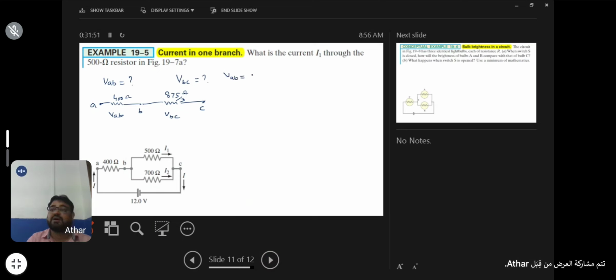VAB is equal to what? VAB is equal to I times R1. That is how much? I was 0.017 times 400. Can you tell me please? No. How 68? 6.8 is logical, not 68. 6.8 volt VAB. Now go to VBC.